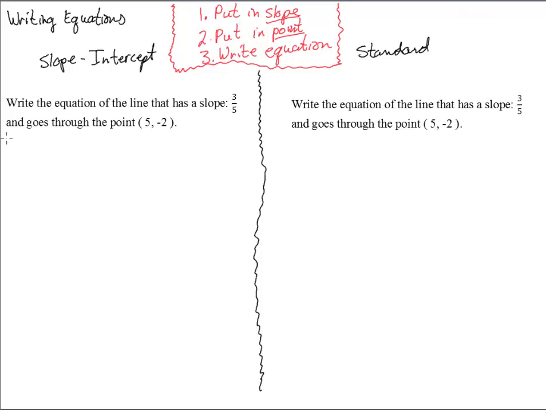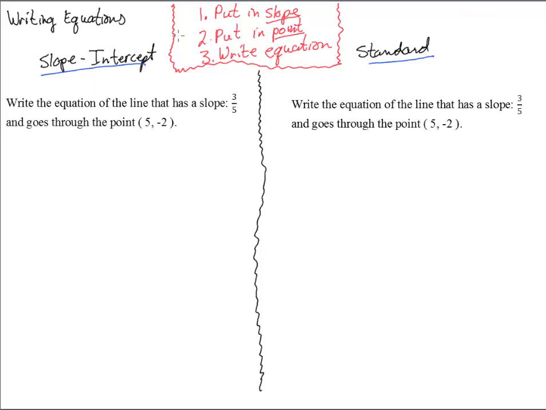Okay, so here we have a question. Write the equation of the line that has slope 3/5 and goes through the point 5, negative 2. We have the same problem. We're going to do one with slope-intercept and one with standard. And really, you could pick which one you wanted to do. We're not going to require you to do one or the other, but it's nice to be able to understand and see the advantages of both of these.